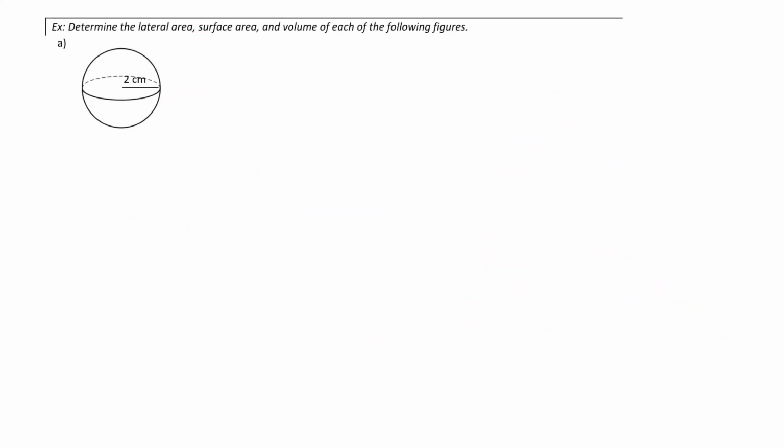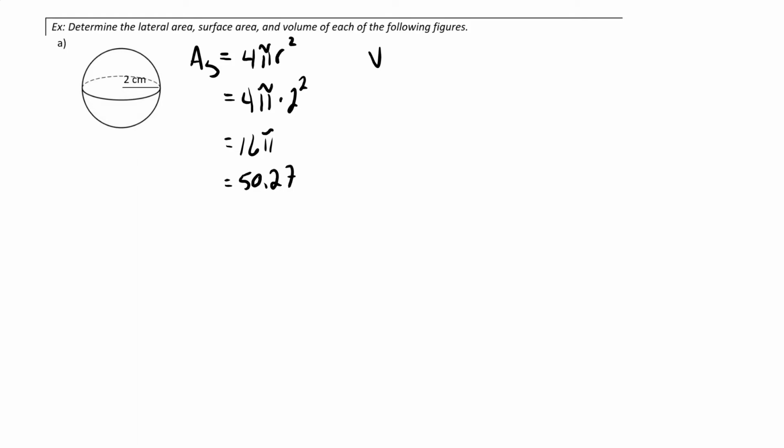Let's try an example. Determine the lateral area, surface area, and volume of each of the following figures. Remember, this is a sphere, and for a sphere, there is no lateral area, so we'll start with the surface area. The equation for the surface area is 4 times pi times radius squared. So 4 times pi times 2 squared, which is 4 times 4, so it's 16 pi. If we multiply that on our calculator, we get 50.27.